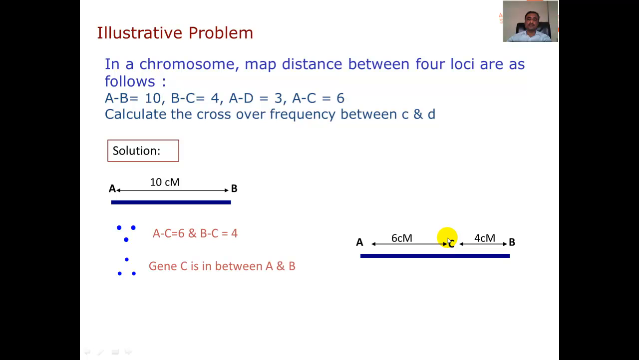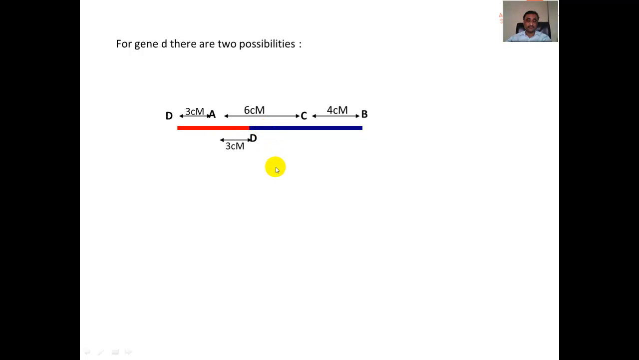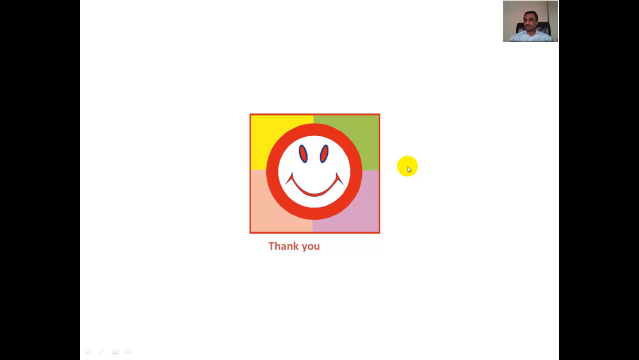Now we have to figure out the very position of D. Okay. Now you see, there are two possibilities for D. D can be between A and C, or D can be beyond A, like this, right? So the correct answer for crossover between C and D is either 9, that is 6 plus 3, or 6 minus 3, which is 3. So that could be the answer. Either it could be 9 or it could be 3. So you have to figure out how it actually works, right? So this is all as far as the verification of linkage and crossing.